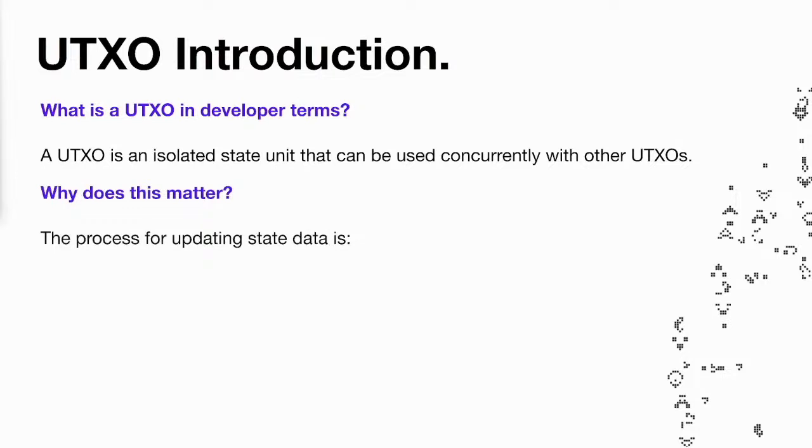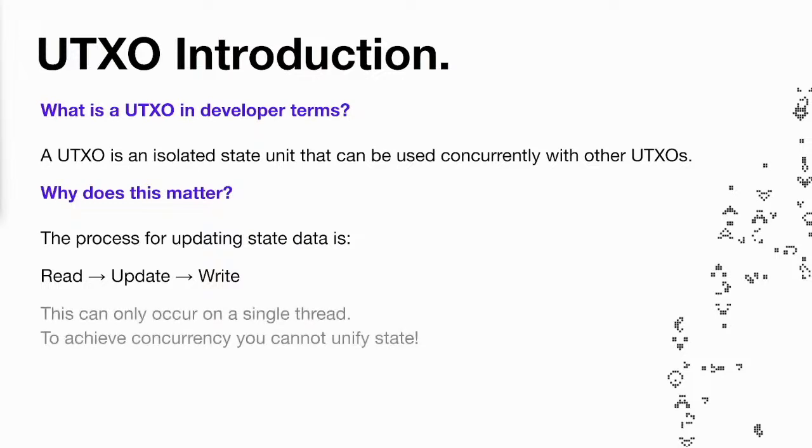Why does this matter? The process for updating state data is read, update, write. If we go away from blockchains for a second, just go back to normal computer programming. Let's say you have a variable x set to the value of 5. You want to increase that. You call the increase function. What is going on in your processor? It's got to first read the x variable. What is it? It's 5. Next, it's got to update it from 5 to 6, and finally, it writes it back into the x variable, back into the main memory. This read, update, write process is going on in our CPUs millions, possibly billions of times every second. And this process is inherently single-threaded. It can only occur on a single thread.